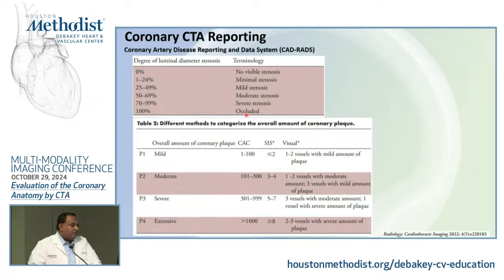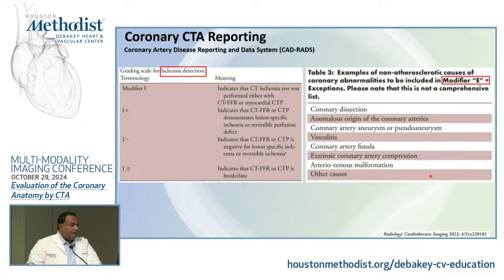So degree of stenosis categories didn't change. This is how we read it. Minimal stenosis, mild up to 49%, moderate up to 69%, and then above that is significant. This is the classification of the plaques, P1 to P4, which is mild, moderate, severe, and extensive. And these are the modifiers. I is the ischemia, if the FFR-CT is abnormal, and then E are some exceptions, pathologies you can pick up on coronary CT, including coronary dissection, anomalous origins, aneurysms, pseudoaneurysms, fistulas, vasculitis, and so forth.